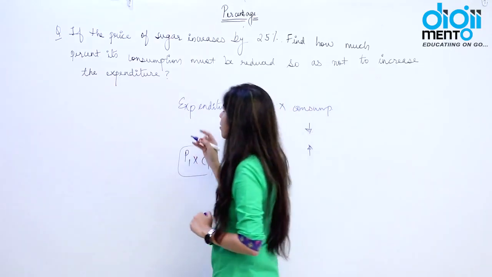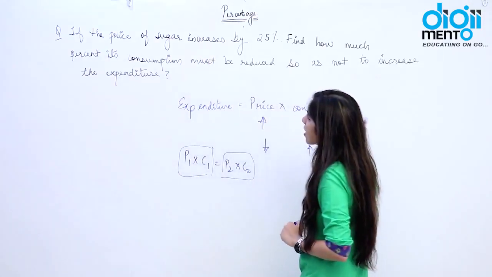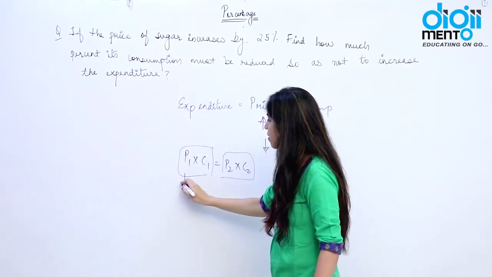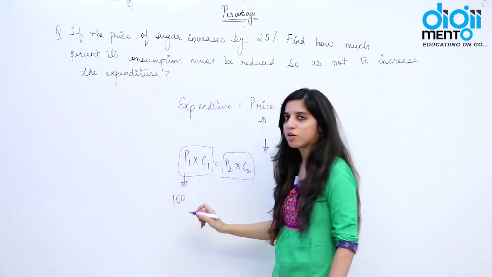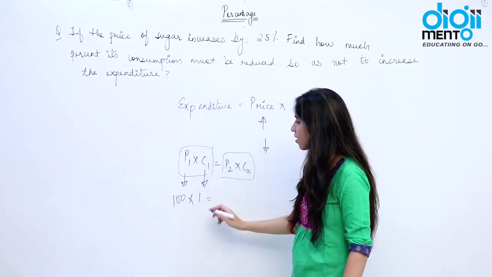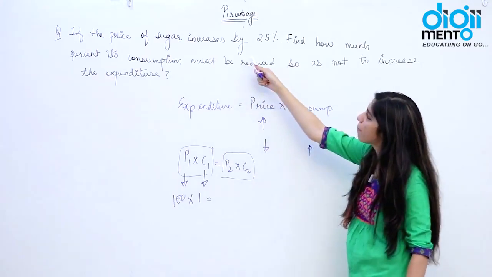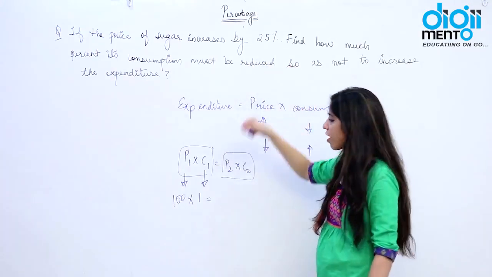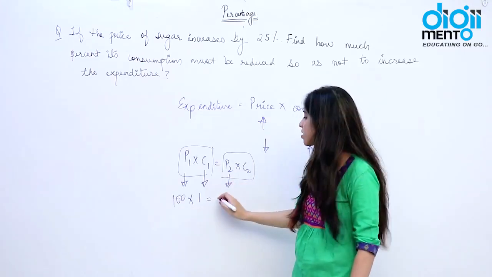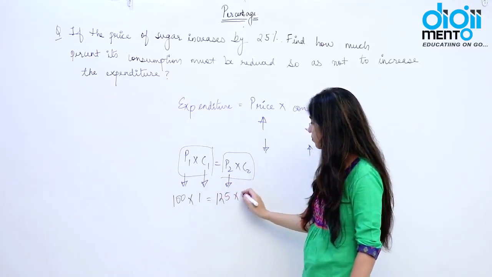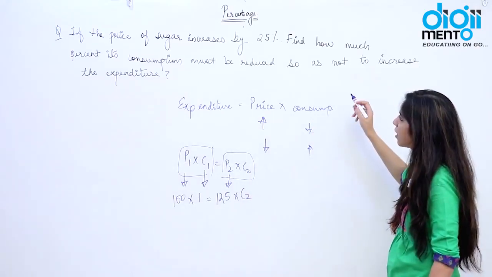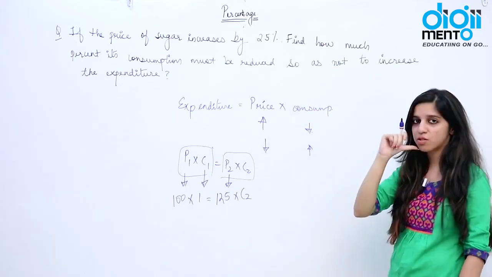Okay, if you look at this particular question, they say that price of sugar increases by 25%. So I assume that initially price of sugar was 100 rupees for 1 kg and consumption was 1 kg. Fine. Now they are saying that this price increased by 25%. 25% increase means new price is going to be 25 rupees more, which is 125. Now they are asking you something about this consumption, new consumption C2, right? How much percent its consumption must be reduced.